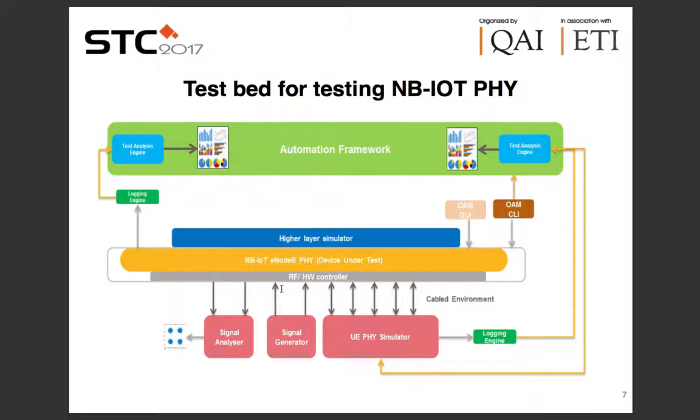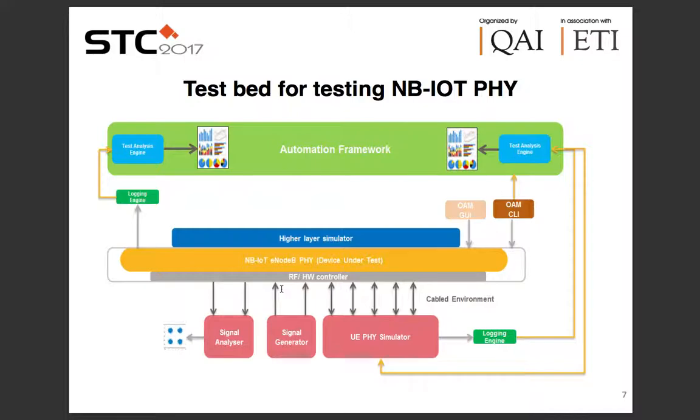Thanks, Pratik. So now that we know the challenges in testing the NB-IoT PHY layer, we have a setup diagram that addresses a common way for testing the NB-IoT eNodeB PHY layer. Here, the automation framework will enable the operation and maintenance entity to configure the device under test and all the simulators. The test outputs from the logging engine can be analyzed through the automation agents for various parameters like EVM, BLER, throughputs, constellation, etc. So this setup is practiced with a few assumptions.